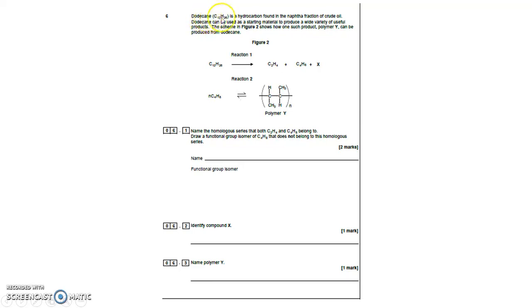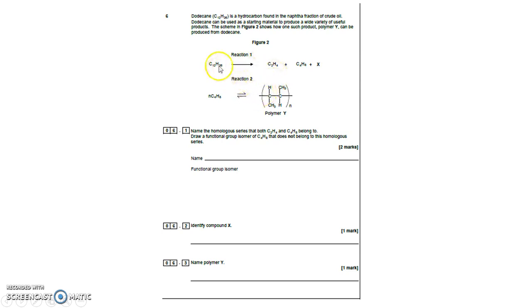Question number 6. Dodecane is a hydrocarbon found in the naphtha fraction of crude oil. Dodecane can be used as starting material to produce a wide variety of useful products. The schema in figure 2 shows how one product, polymer Y, can be produced from dodecane.